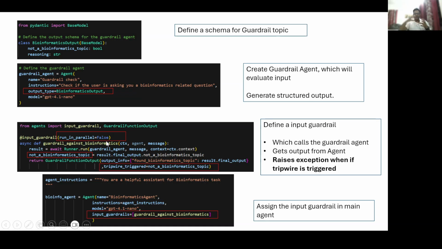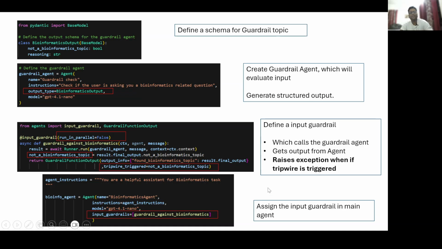That means when the user passes the question to the bioinformatics agent, it will pass to the Guardrail agent. Only after the Guardrail finishes will it come back, and then the flow continues. So that is the ideal logic. That's why, while defining this decorator, we are saying run in parallel equal false. That means don't run in parallel, you wait for the results, let the Guardrail finish, then based on that you execute further.